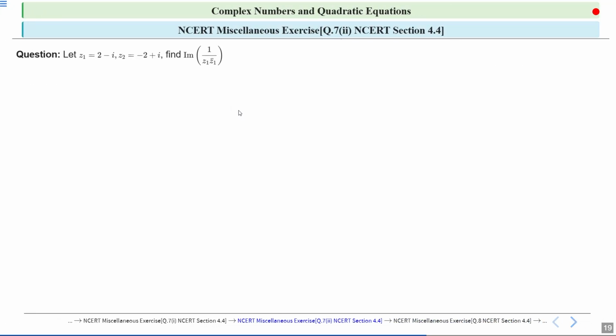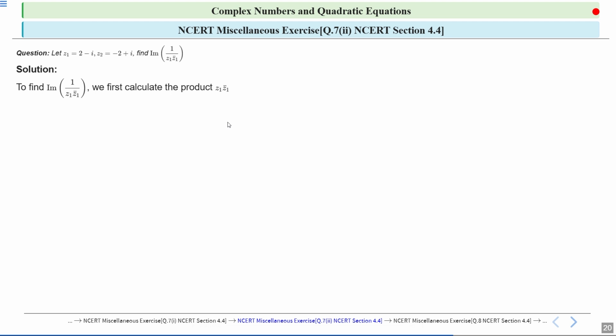So now look at question number 7, second part. In this question we are given z1 equals 2 minus iota and z2 equals minus 2 plus iota, and then we have to find imaginary part of 1 divided by z1 times z1 bar. So first of all, take a moment to think about this question. How would you approach this question? And then see the solution. So let's start the solution.